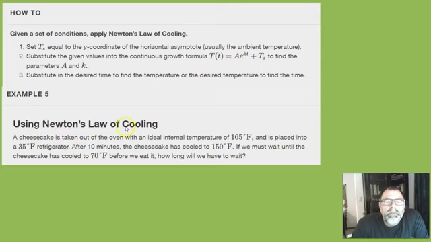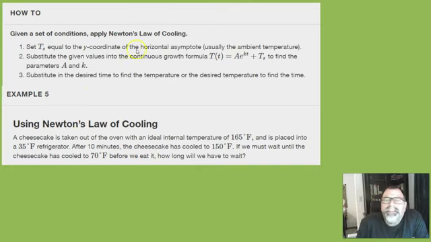Example 5. Using Newton's law of cooling, a cheesecake is taken out of the oven with an ideal internal temperature of 165 degrees Fahrenheit and is placed into a 35 degree Fahrenheit refrigerator. After 10 minutes, the cheesecake has cooled to 150 degrees Fahrenheit. If we must wait until the cheesecake has cooled to 70 degrees Fahrenheit before we eat it, how long will we have to wait? This is my kind of question, right? I want some cheesecake here.